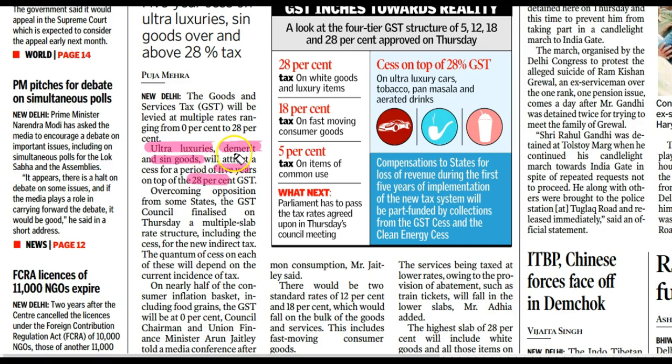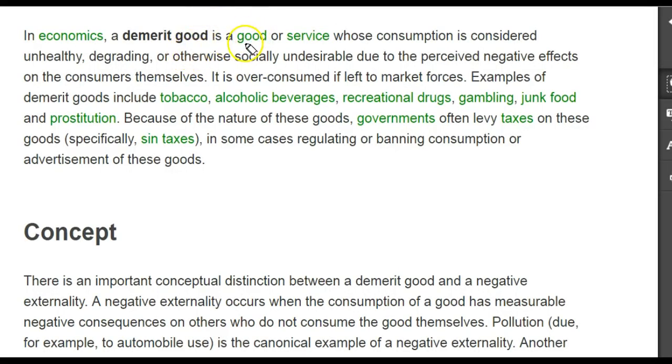Ultra luxuries, demerit goods, sin goods will attract a highest GST rate of 28% for the period of first 5 years. So take your dictionary and search what do you mean by sin good and what do you mean by demerit goods. In economics, demerit goods is a good or services, when consumed, it is considered as unhealthy, degrading and otherwise socially undesirable due to the negative effects on the consumers.